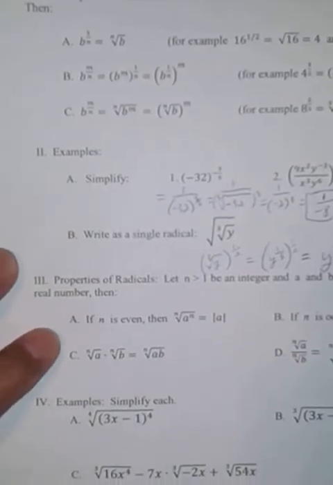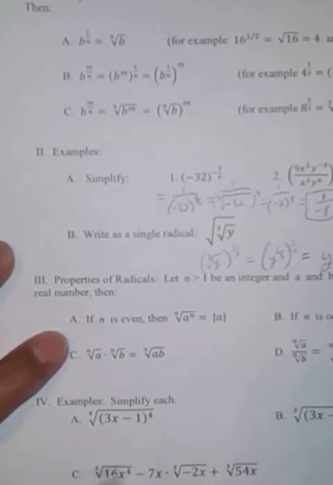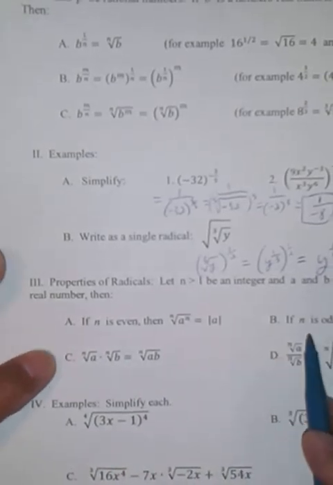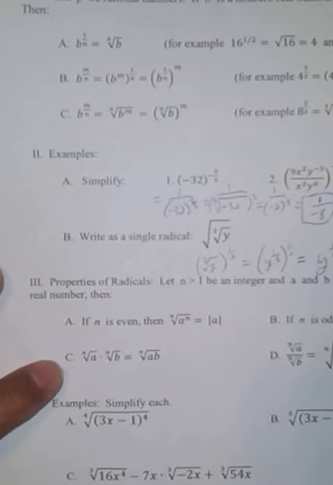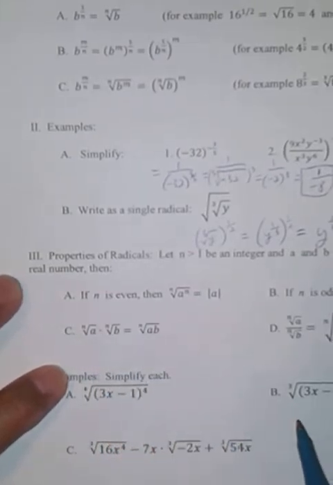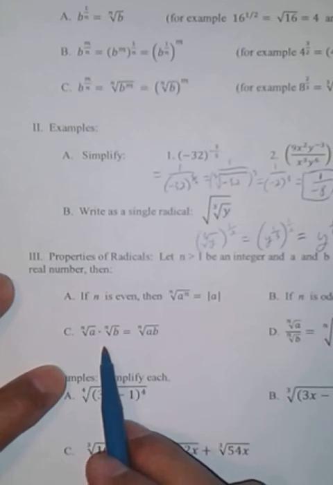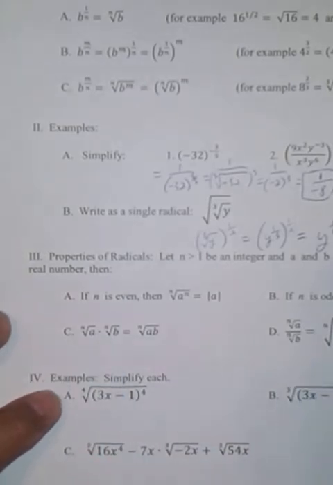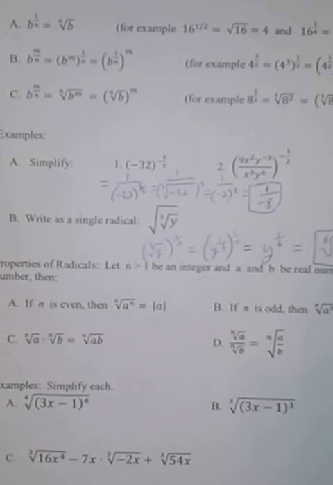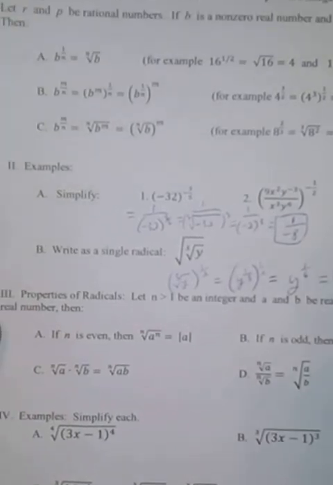Properties of radicals. Let n greater than 1 be an integer and a and b be real numbers. If each expression is a real number, then we have some rules that apply. If n is even, then the nth root of a to the nth is the absolute value of a. If n is odd, then the nth root of a to the nth is just a. The nth root of a times the nth root of b is the nth root of a times b. Notice that that's assuming that each of those can be worked out. And then the nth root of a over the nth root of b is the nth root of a over b. And finally, the mth root of the nth root of a is the mnth root of a, which we actually just discovered on the example we just did.